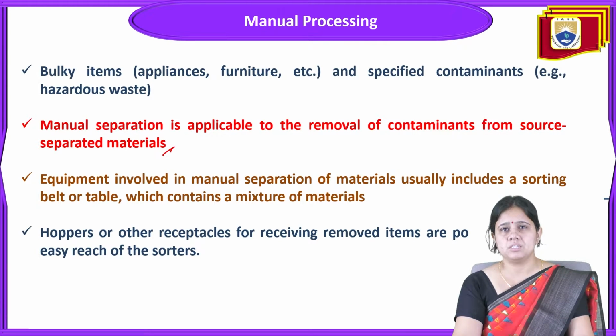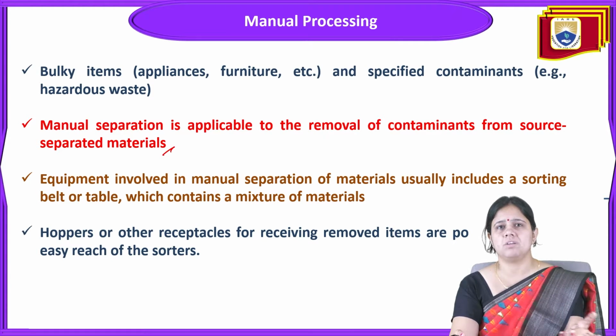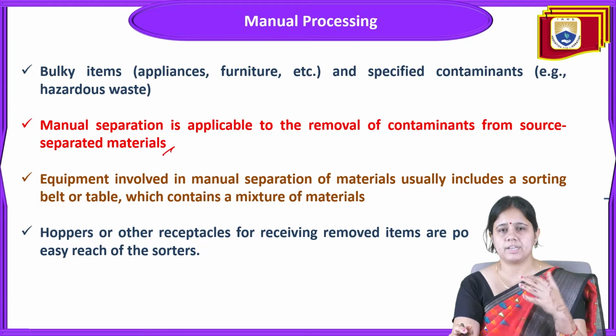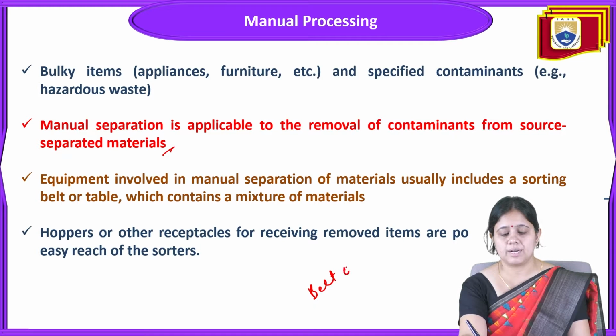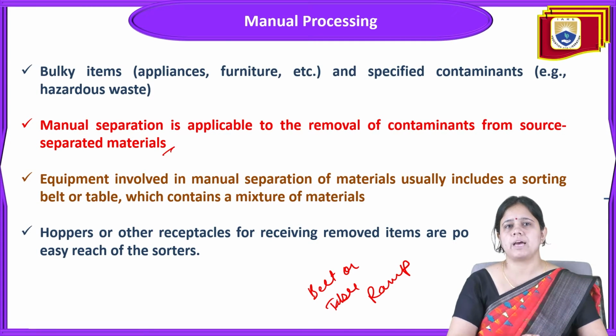Equipment involved in manual separation of materials usually includes a sorting belt or table, which contains a mixture of materials. Obviously there is a sorting belt, or a table, or sometimes a ramp, which carries the mixture of the material. So these are the equipment most used in manual processing.